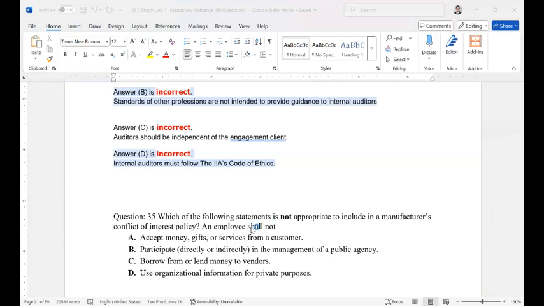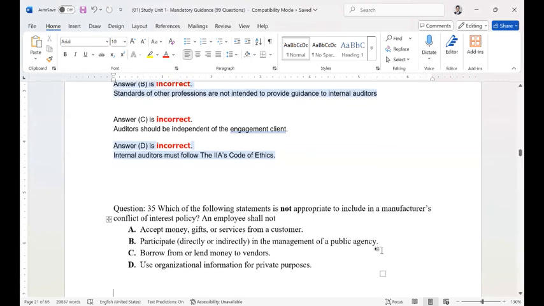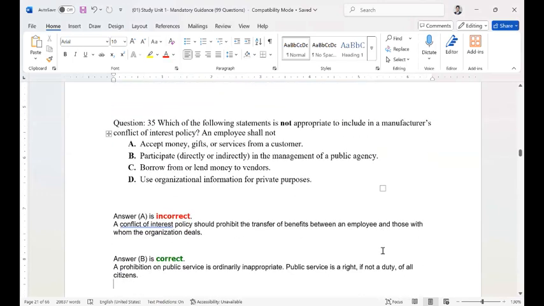Which of the following? An employee shall not use organizational information for private purposes, should that be there? An employee shall not borrow from or lend money to vendors. Accept money gifts from a customer, shall not accept money. Participate in the management of a public agency. So it is shall not accept money gifts or services from a customer, shall not borrow money from a lender, shall not use information. So A, C, and D seem correct to me. Yeah, so B is the answer.